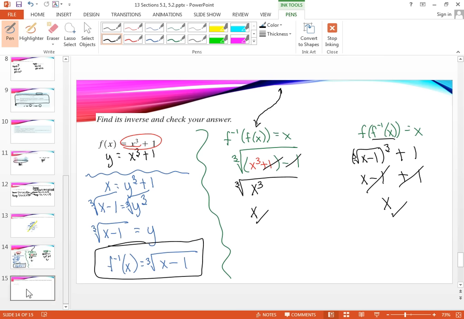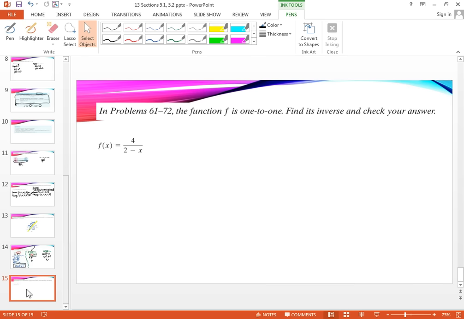Okay? Do one more problem. I want to show you one with a fraction. Okay? All right, so it is one-to-one. They tell us in the problem. Okay, so we're going to find the inverse. And again, I'm going with the y's. Where you see y, write x. Where you see x, write y. So x equals 4 over 2 minus y.